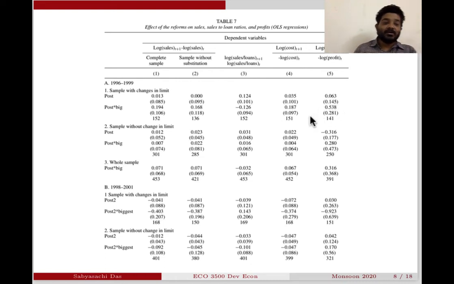If you look at the 1998 to 2001 period, they have profit data only up to 2001. There again, what you see is a contraction in the post 2 period. Their sales growth contracts by 40 percentage points, cost growth contracts by 37 percentage points, and profit growth contracts by 92 percentage points, right? And for the firms that do not change any limit, these effects are very minimal.